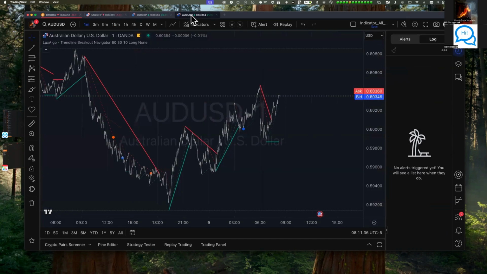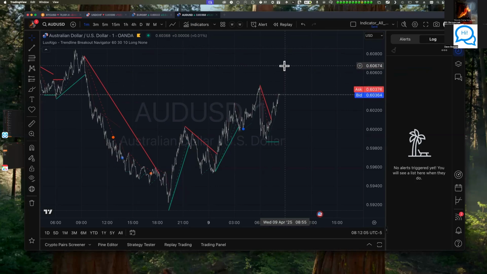I have an interesting one for you today, Dave. This one is called Trendline Breakout Navigator. It's also by Lux Algo. When I first saw it, I had a little bit of a hard time understanding how it works. But then I read the instructions.